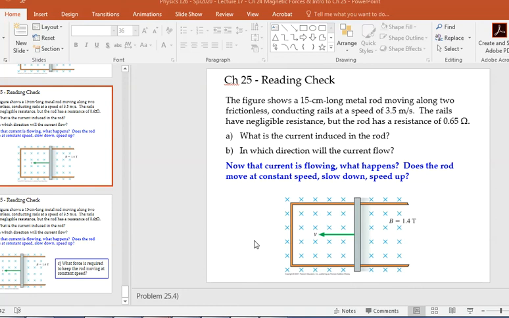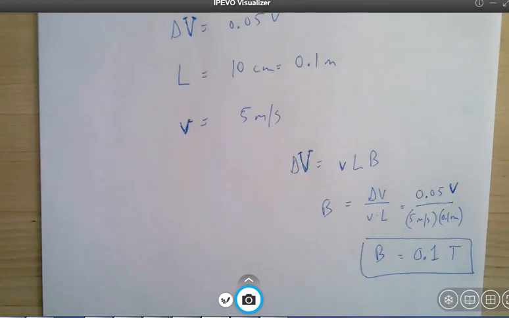Okay, so taking a look at this here, maybe I can remind us of two concepts that we've looked at so far here.